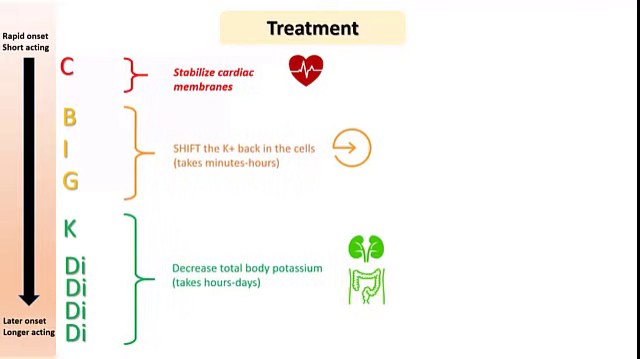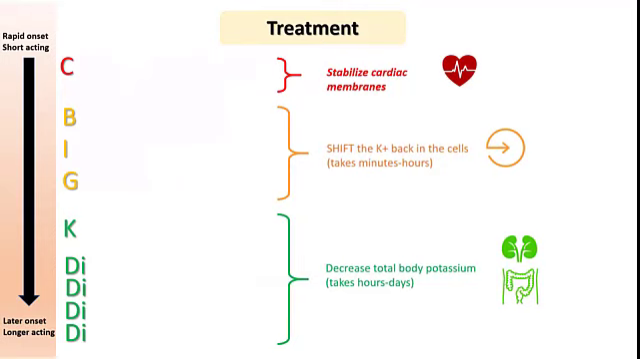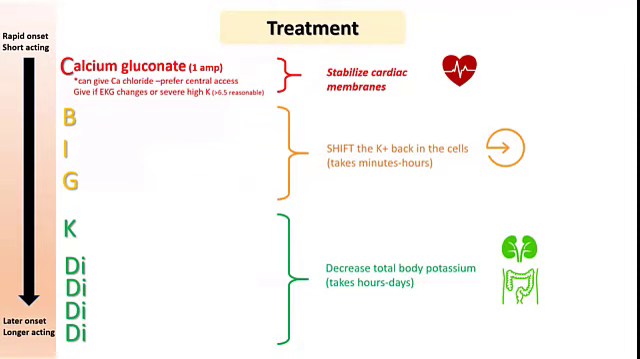Starting with C. This is calcium, and it works to stabilize the cardiac membranes. Think calcium, cardiac. It actually does nothing to lower the serum potassium. You can either give calcium gluconate or calcium chloride. However, calcium chloride should be given centrally since there is a risk of tissue necrosis if given peripherally.